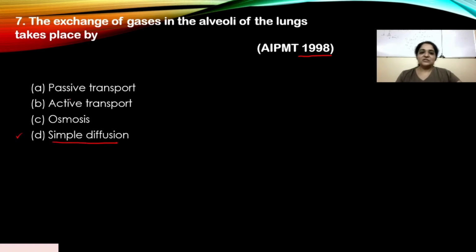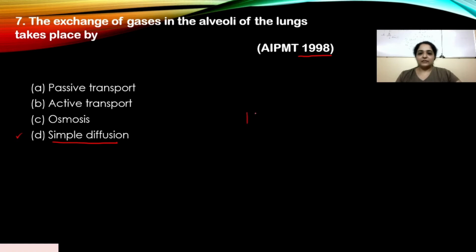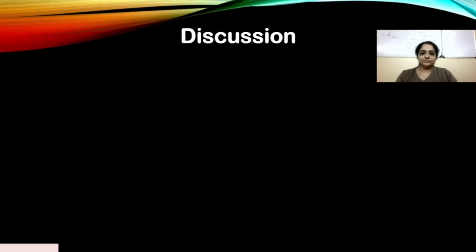Okay, because passive transport is a very broad term. Even osmosis is passive transport. But here, if you have to be specific, we've been given the option simple diffusion. So air will always move from high to low, high partial pressure to low partial pressure. That's how diffusion is taking place. This process is called simple diffusion. Let's look at the explanation.